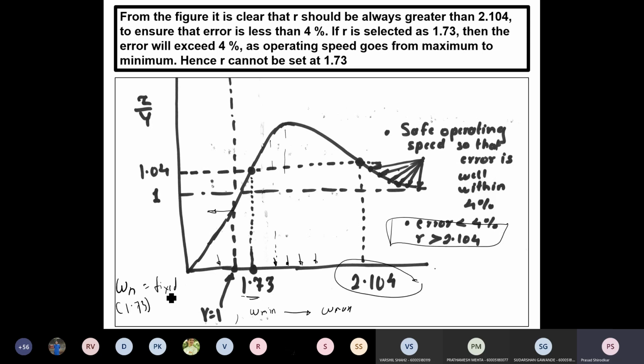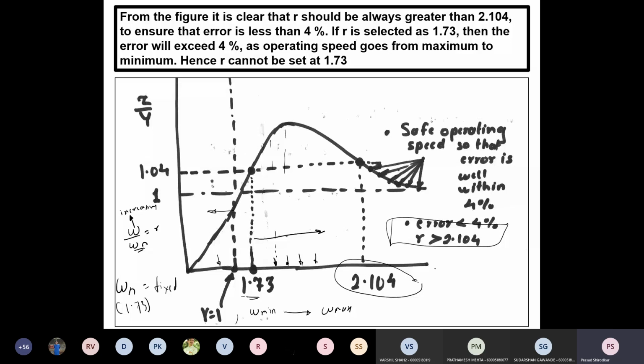Right? So the only thing that is changing is omega. Omega by omega n is r. Now omega is increasing and omega n is remaining fixed. So the r value is shifting in this direction. So somewhere in between this range, obviously the error is going to be more than 4%.